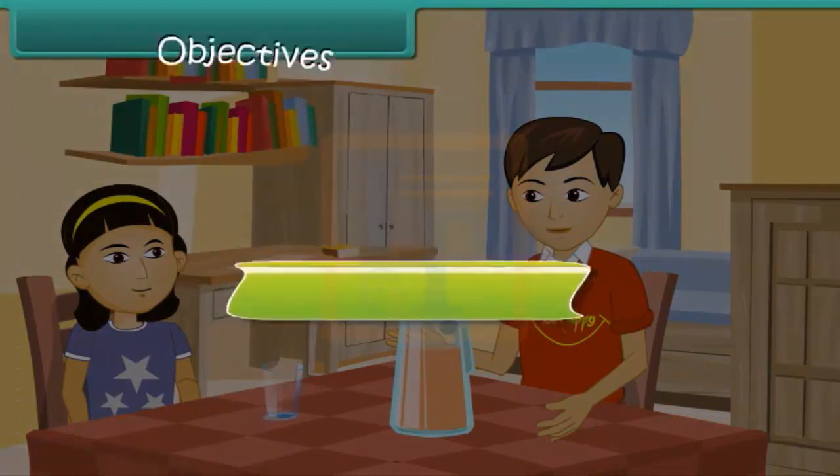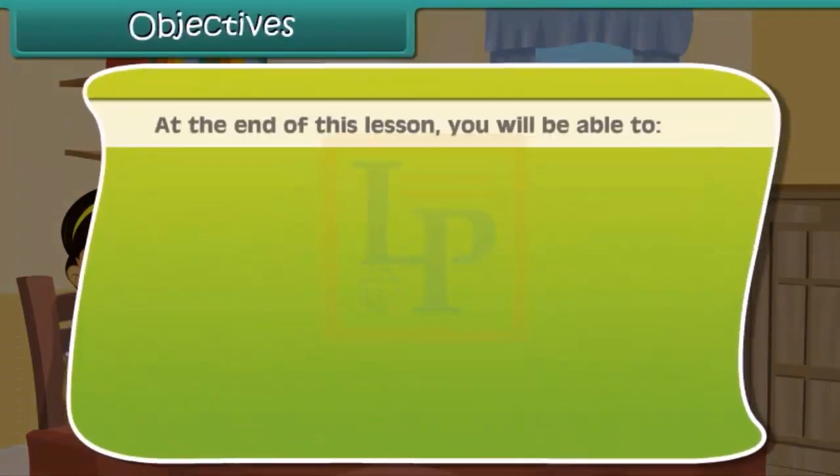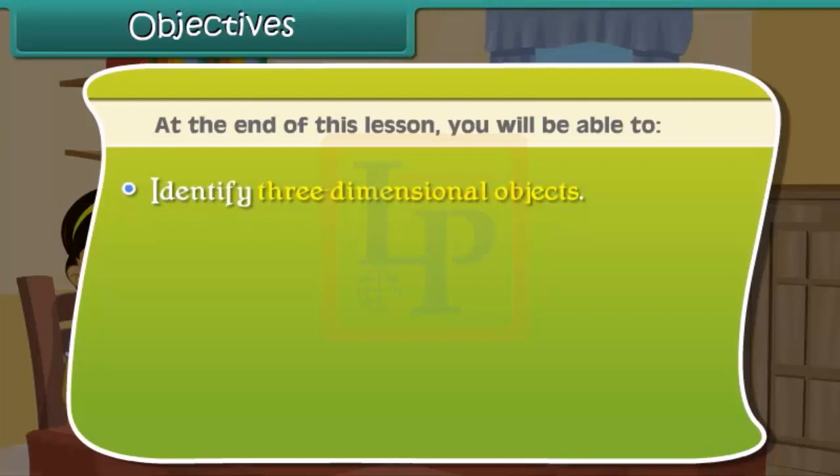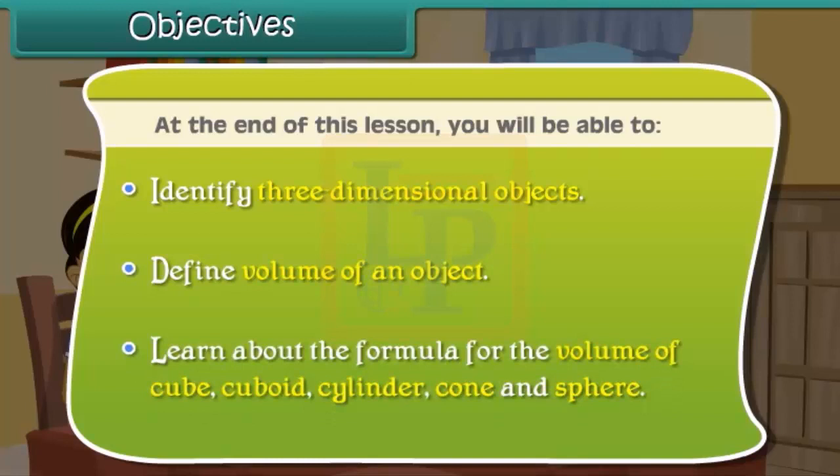Objectives. At the end of this lesson, you'll be able to identify three-dimensional objects, define volume of an object, and learn about the formula for the volume of cube, cuboid, cylinder, cone, and sphere.